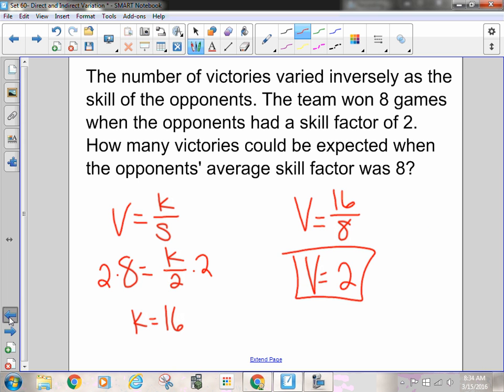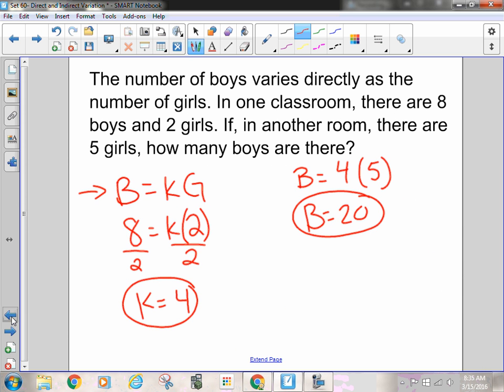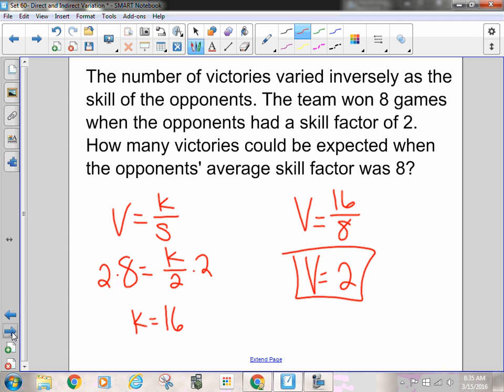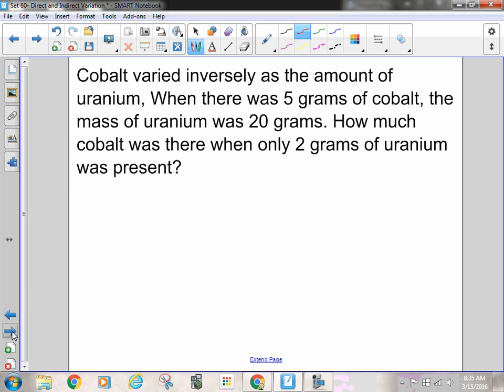If we look here, let's look back here. The number of boys directly varies to the number of girls. So as one goes up, the other one goes up. Okay, so directly they both go up or they both go down. Inversely, one goes up and one goes down. So let's look at one more inverse.